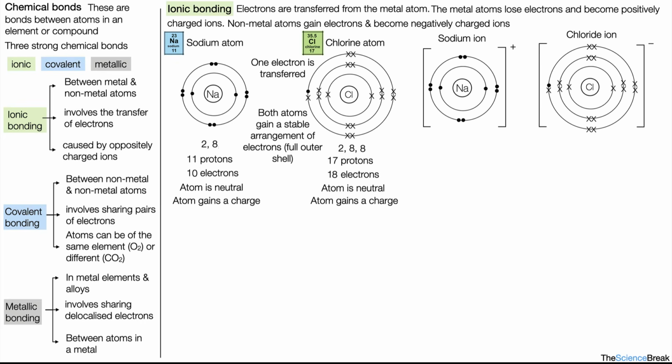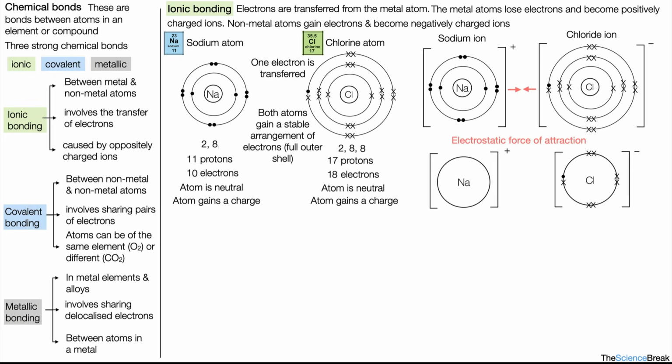Now, because the sodium ion has a positive charge and the chloride ion has a negative charge, those two will attract. We call this an electrostatic force of attraction. Now you may see these ions drawn slightly differently like this with just the outer shells drawn. This is perfectly acceptable. And again we have the electrostatic force of attraction between those two ions.